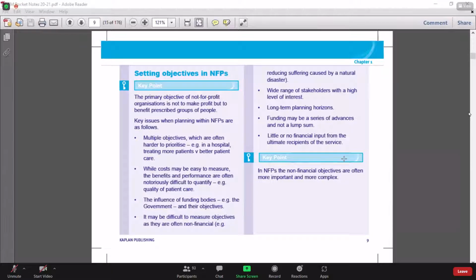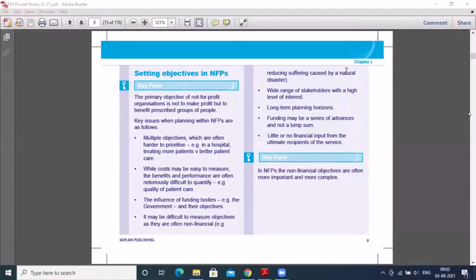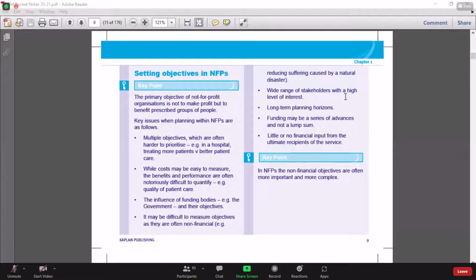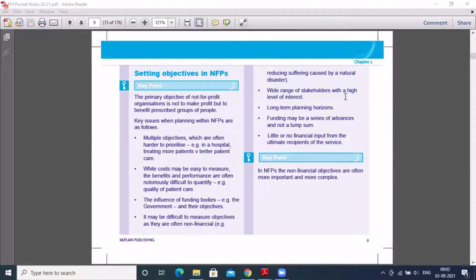So today we'll be going with the objectives of not-for-profit organizations. Yesterday, last session, we had a discussion on the objectives of the organizations which are established with the main motive of earning profits, and we understood that profit maximization is the primary objective of these profit organizations.